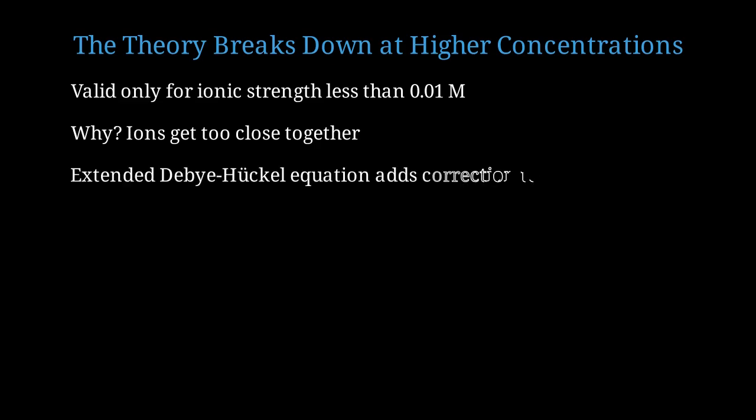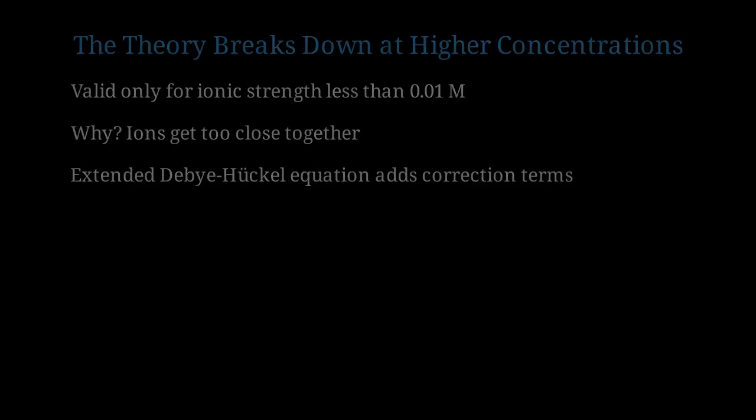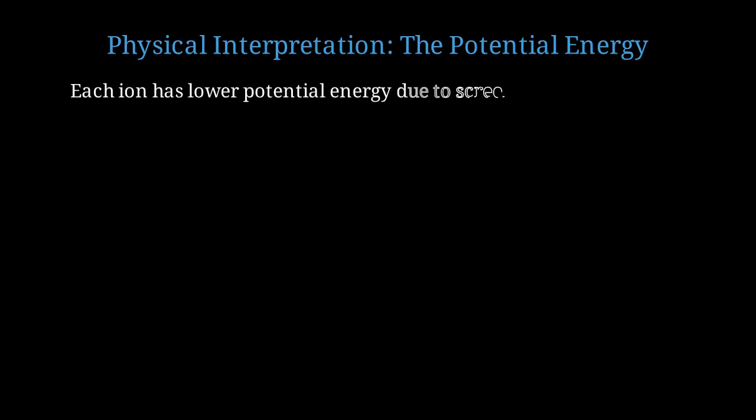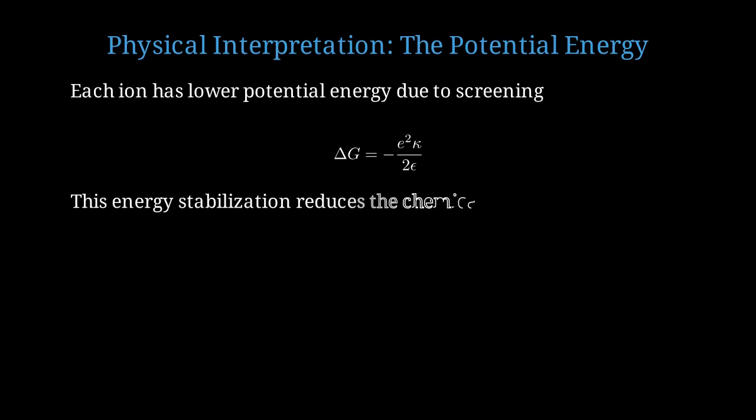To extend the theory to higher concentrations, scientists developed the extended Debye-Hückel equation, which adds correction terms for ion size and other effects. Let's dig deeper into the physical meaning. What is the energy associated with this ionic atmosphere? Each ion has lower potential energy than it would in an ideal solution because it's surrounded by oppositely charged ions. The change in free energy per ion is negative E squared kappa divided by 2 epsilon. This is the energy gained from forming the ionic atmosphere. This energy stabilization reduces the chemical potential of the ions, which manifests as an activity coefficient less than 1.